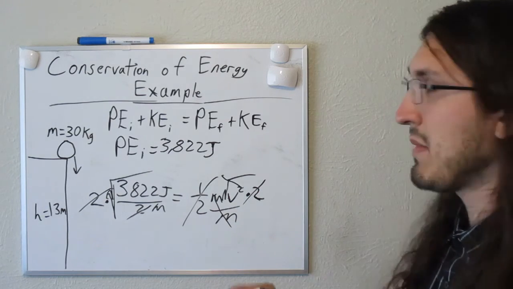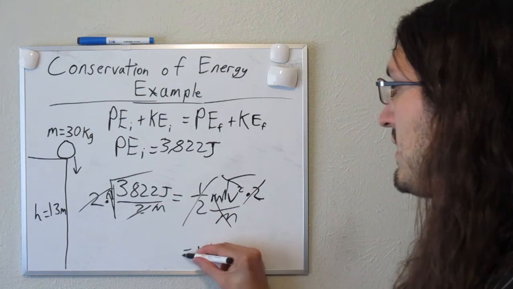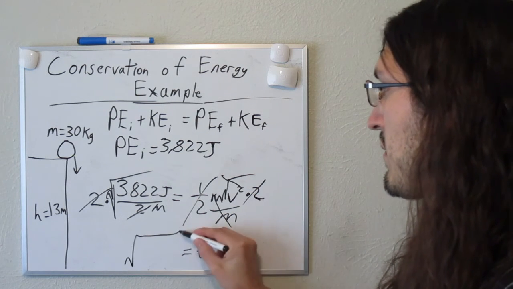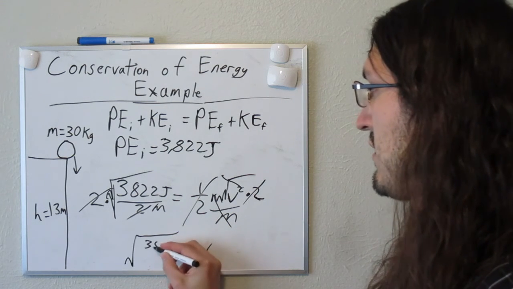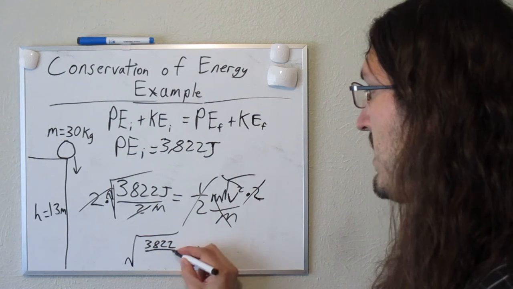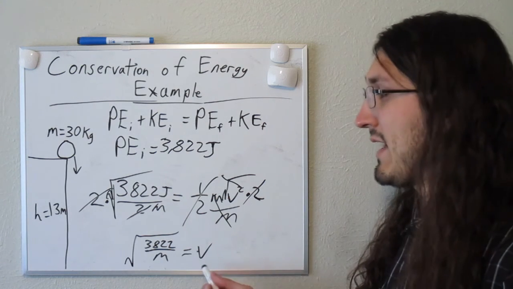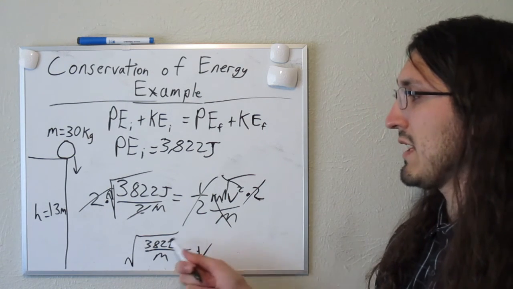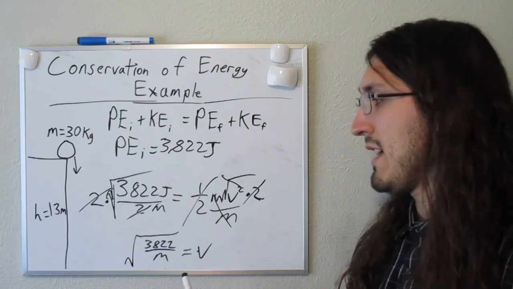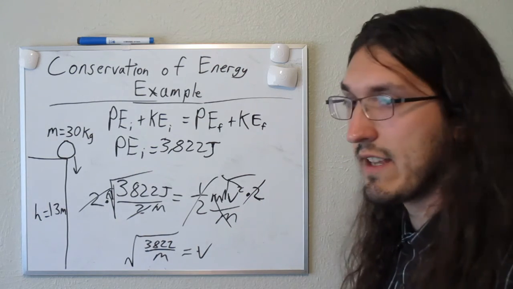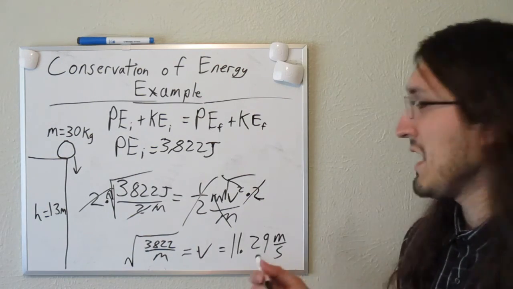If I clear this up, I'm going to have velocity is equal to the square root of 3,822 divided by m, which is 30. If I plug that in the calculator, I get 11.29 meters per second.